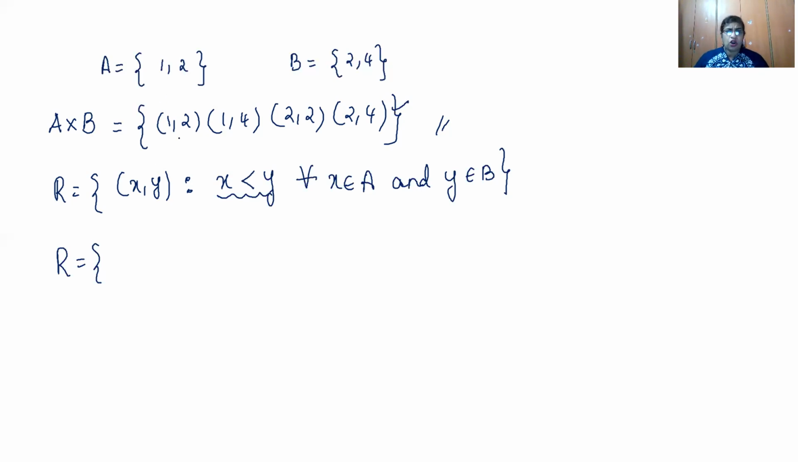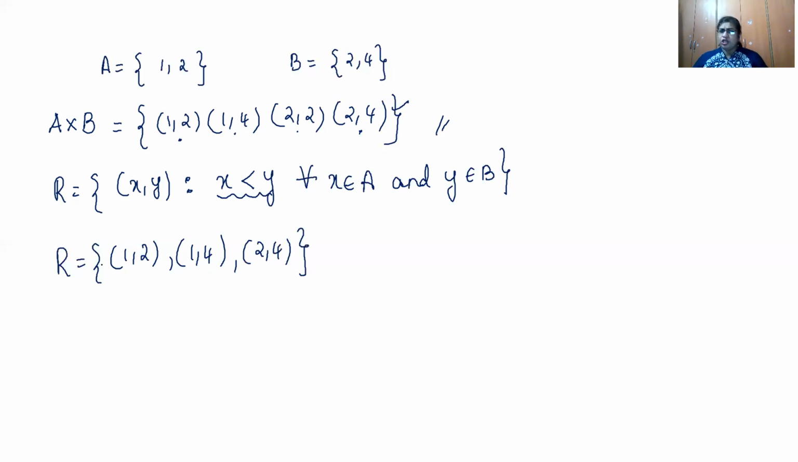Look at the first ordered pair, (1, 2). Is 1 less than 2? Yes, so it comes in R. So here I write (1, 2). Next, the second ordered pair, (1, 4). Is 1 less than 4? Yes, so (1, 4) comes inside R as well. Next, the ordered pair (2, 2). Is 2 less than 2? No, 2 is equal to 2 but not less than 2, so I can't write (2, 2). Next, (2, 4). Is 2 less than 4? Yes, so (2, 4) also comes within R.